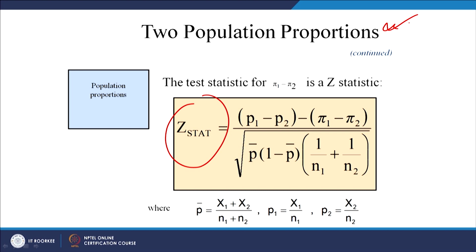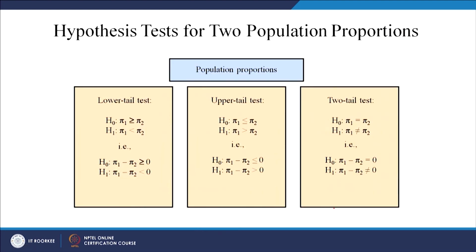So, this is almost similar to what we have seen earlier, only the difference is this is now there in this equation. So, P bar, of course, we know how to calculate this, and P1 is this, P2 is this. Okay. So, we will work out a couple of examples.